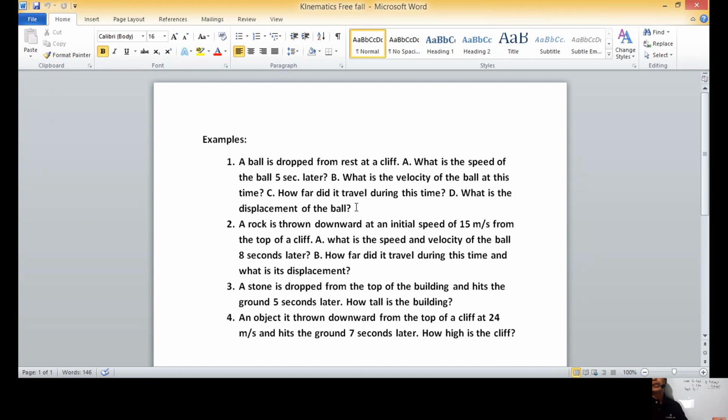So what is the given? First, the ball is dropped from rest. Meaning, the ball was not moving at the time we dropped it. So it is from rest, meaning the initial velocity is equal to 0.